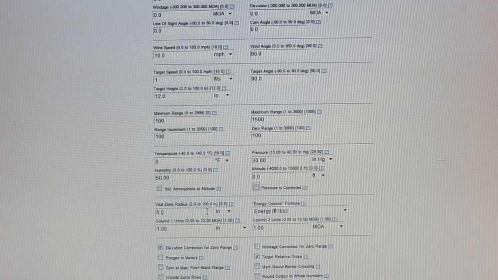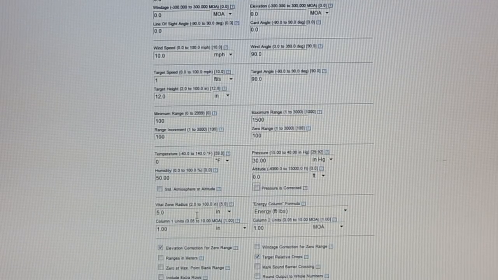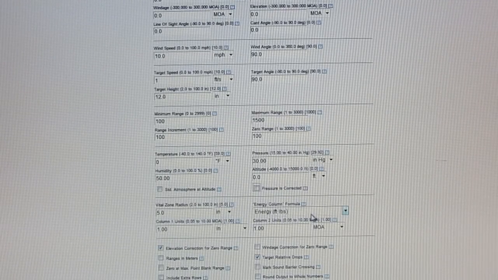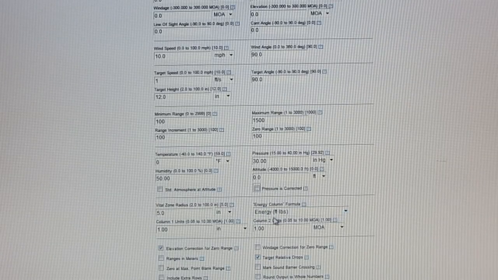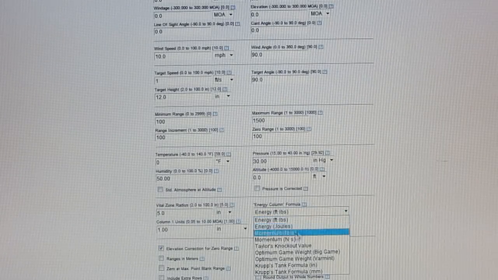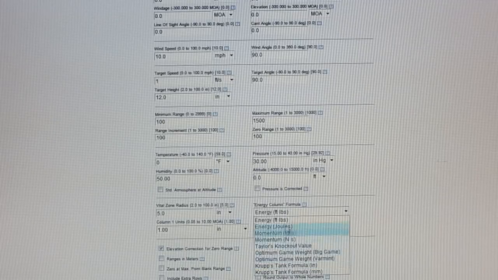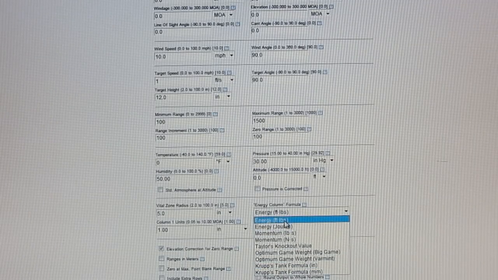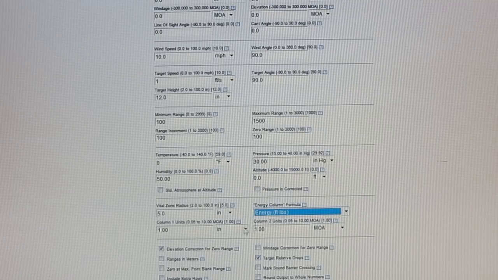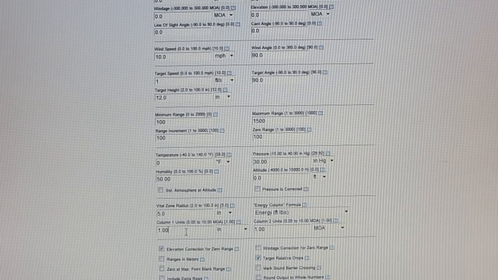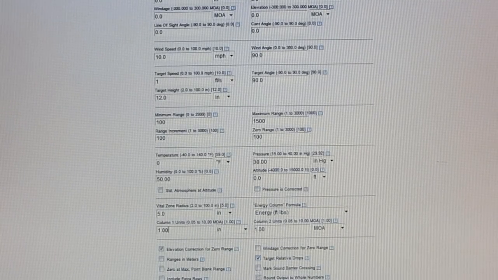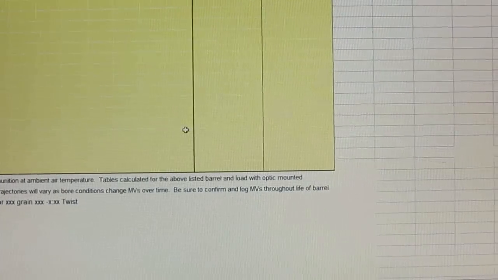Vital zone, radius, and that's talking about point blank zero range and things like this. Energy column, we're going to want our energy reported in whatever units you want. Most guys use foot pounds, but here's a lot of different units of muzzle energy or remaining energy at the different ranges. Okay, and then we have our columns. Now this is what are we going to use for columns?